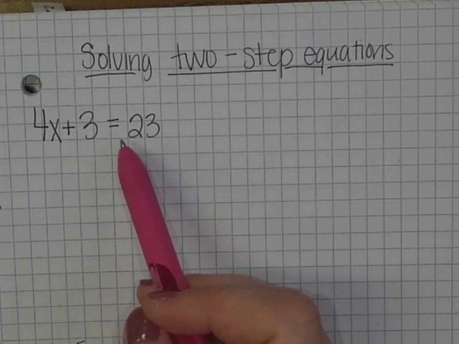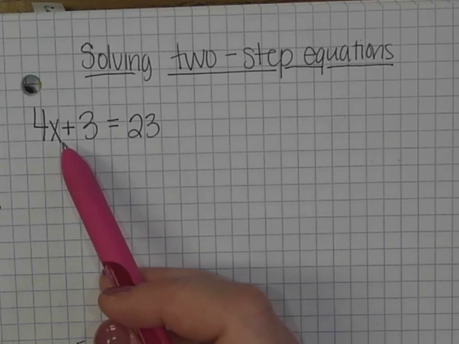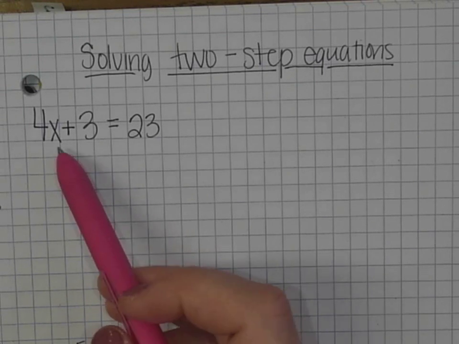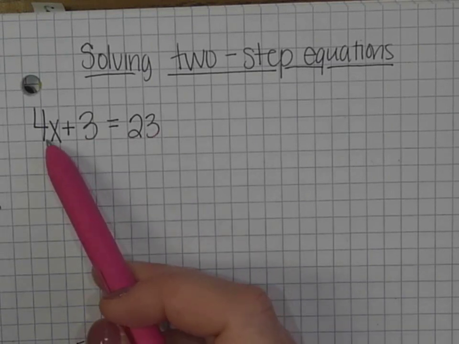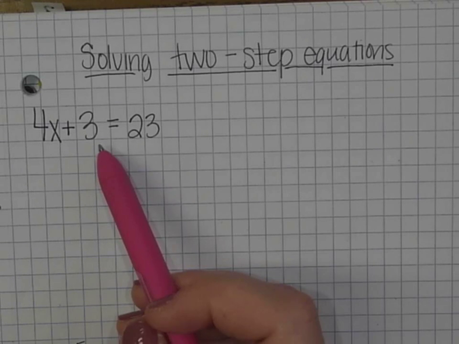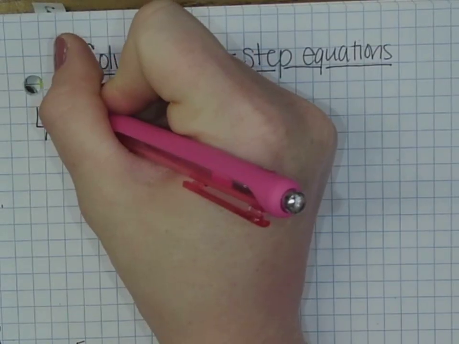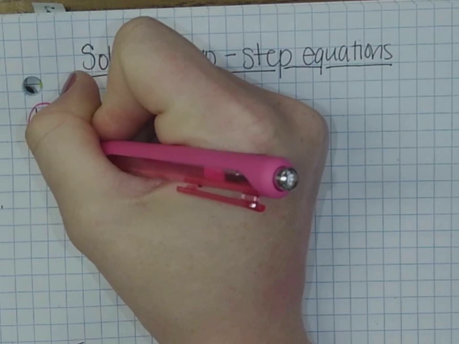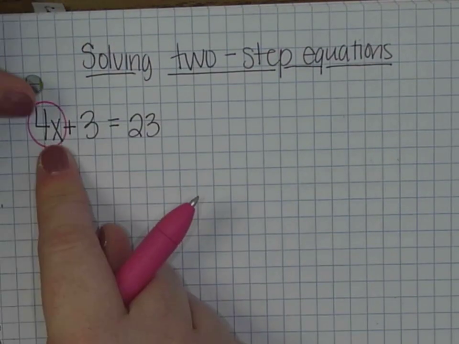Well, in order to start solving these, if you can't just look, this one is probably a little bit easier than some of them. Some people might be able to see it just by thinking, okay, something plus 3 equals 23, so 4 times what equals 20. Some people can think of that, most people can't. So I always circle the term with the variable, because I need to get this by itself.